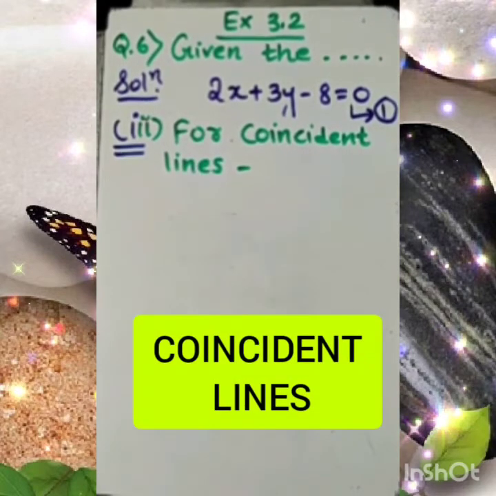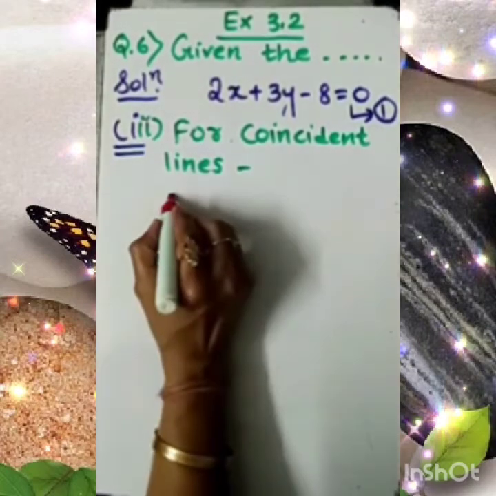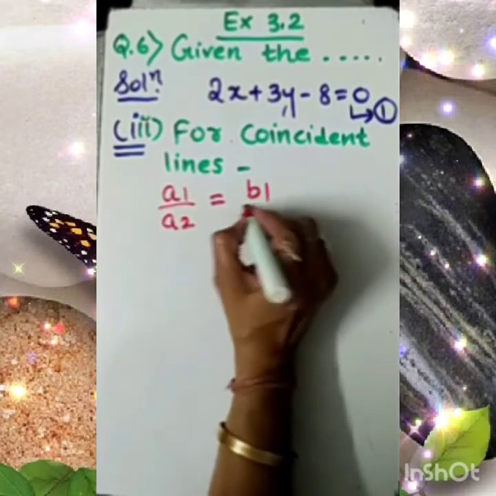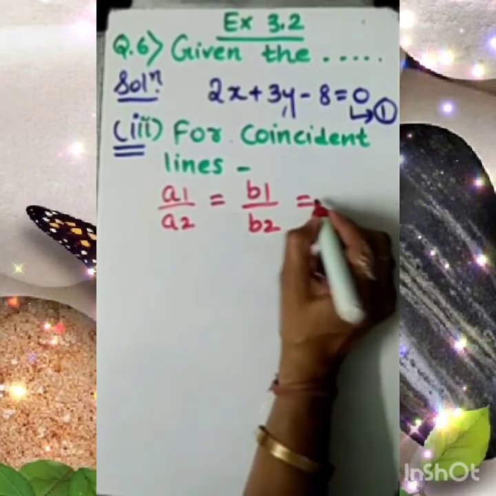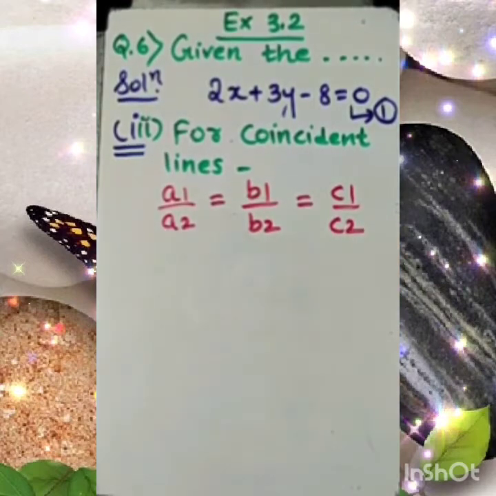So here let's go with the third part. The third part is for coincident lines. All of us know very well that for coincident lines the condition is A1 by A2 equal to B1 by B2 and of course C1 by C2. It means the ratio of all three must be equal.